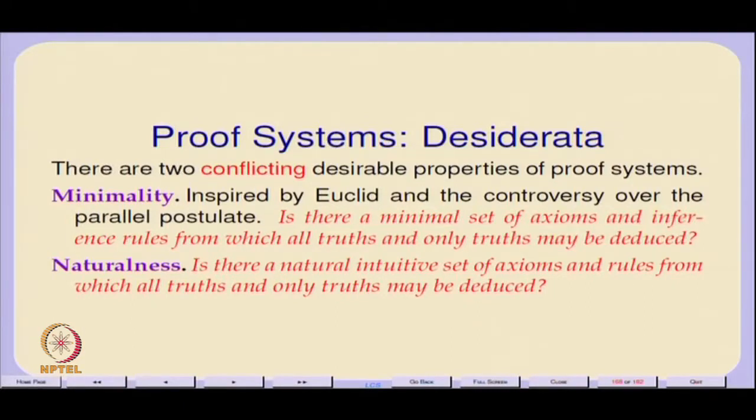I mean, this comes from the controversy over the parallel postulate, which raged over several hundred years. The question is whether the parallel postulate can be derived from the other postulates of Euclid. So, in that sense, was Euclid's axiomatization of Euclidean geometry minimal or not? That was the major problem that David Hilbert tried to address.